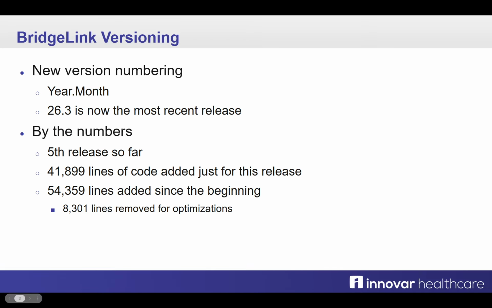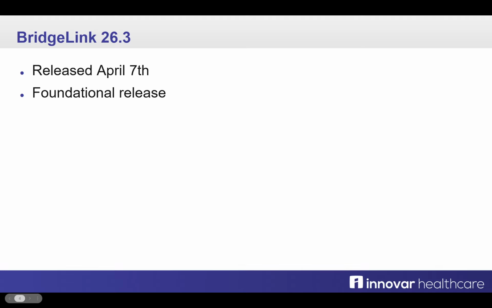Some interesting numbers. It's our 5th release so far. We've got about 42,000 lines of code added just for this release, so quite a bit of lifting there, with about 54,000 since we started this endeavor. And we've also removed about 8,000 lines for some optimizations. So you can see there quite a bit of effort was put into this specific release. Now, it was released back on April 7th, so it's been out for a little over a week.